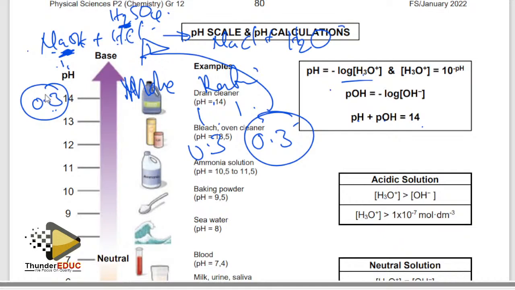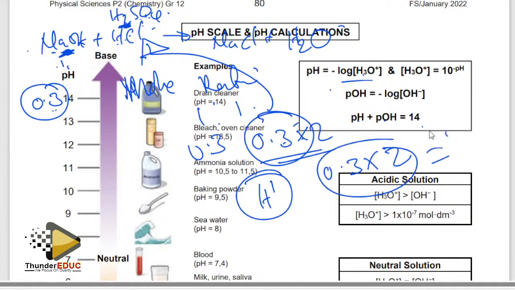If this sulfuric acid is 0.3, then automatically when it ionizes, it's going to give me 2 of them. So I have to multiply it by 2 so that I know the actual number of ions for hydrogen ions, because sulfuric acid is a diprotic acid which produces 2 of them. So if the concentration of sulfuric acid is 0.3, I have to multiply it by 2, and then I can use it to find the pH. If it is 3, then I have to multiply it by 3. If it's 1, then I just apply it the way it is.